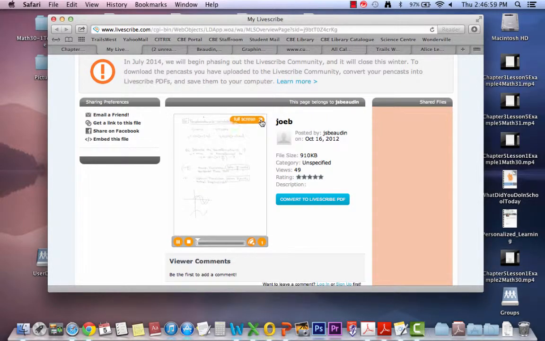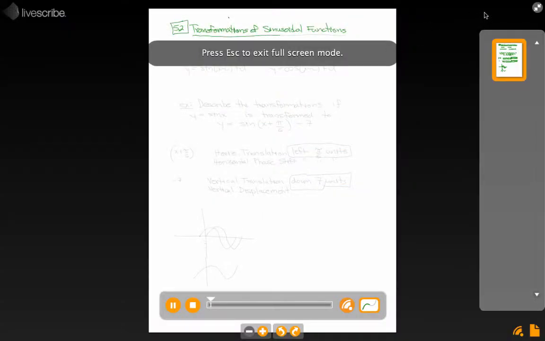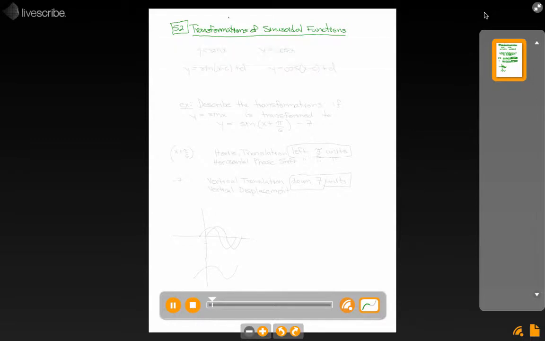Our next example comes out of section 5.2. We're looking at transformations of sinusoidal functions. Actually, in 5.1 we did some transformations where we reflected, vertically stretched, and horizontally stretched, but in this section we're taking y equals sine x or y equals cos x, and we're looking especially at what happens when we change them to these, x minus c plus d.